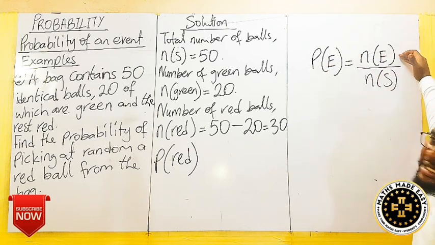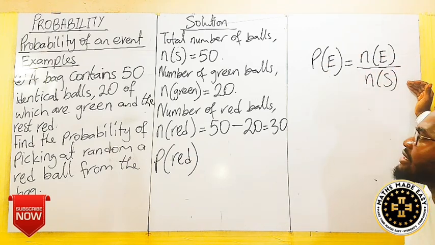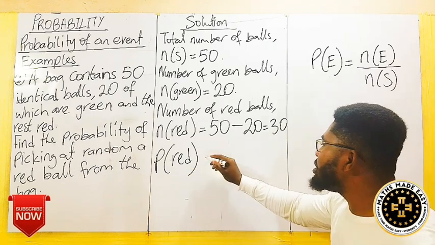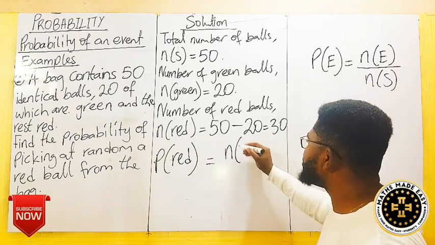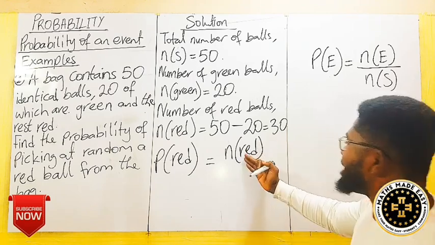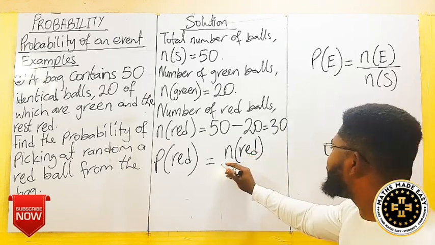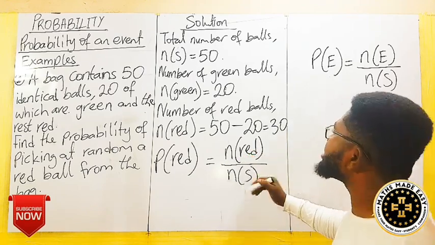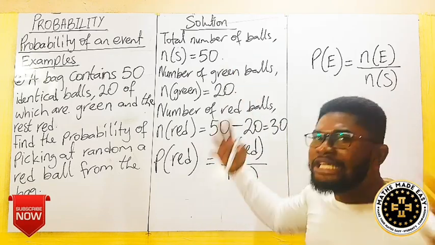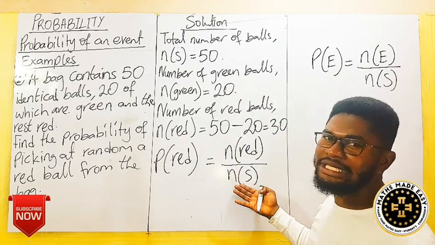Number of the events over the total number of sample space. What is the event? The event is red. So here, instead of writing number of the event, we write number of red, because the event is red. Over the number of sample space. Of course, the sample space is simple. It's always the total. So for sample space, we still maintain this as sample space.